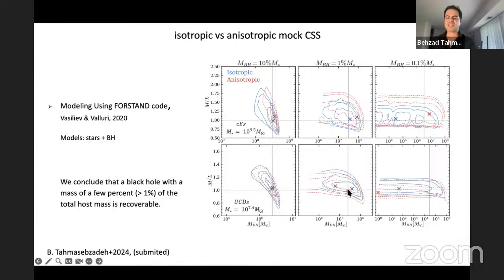For 1%, it's still a large uncertainty, but this gray line is still in our 1 sigma contours, so we still can accurately constrain the black hole mass. But when we go to a very low mass black hole, 0.1% of the stellar system, you can see we cannot detect the lower limit for the black hole mass. So basically, we can only provide an upper limit for such cases.